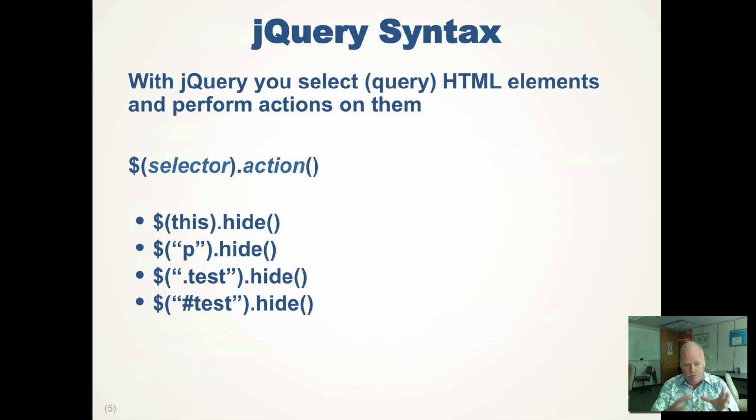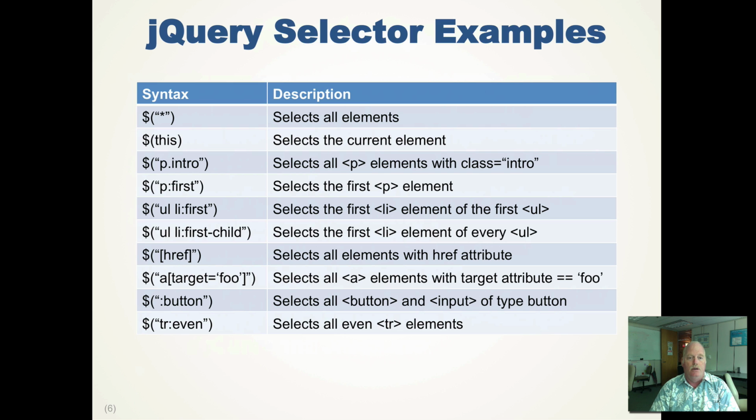So you could see the variety of the selectors, and each of those have a jQuery function, and there's hundreds of them, and they're often very useful. So what are some of the examples for jQuery? Huge big table of different selectors. Star selects all elements. This is the current element. You can see it's p.intro, so I want to select all the paragraphs that are of class intro.